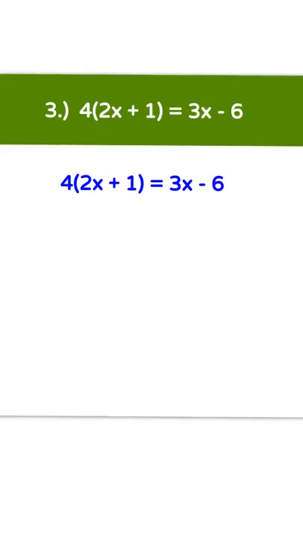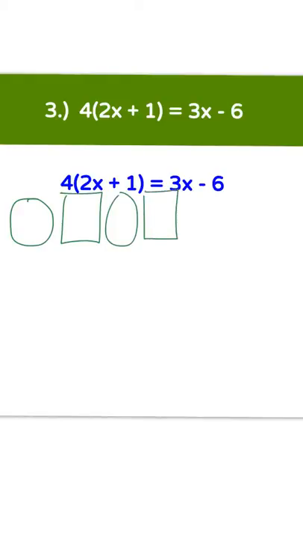Number 3, 4 times the quantity of 2x plus 1 equals 3x minus 6. You do have parentheses, so you do need to distribute. So I will do circle, square, circle, square. We're going to share the 4, so that is going to go into the circles. Then you bring down the 2x and a positive 1.